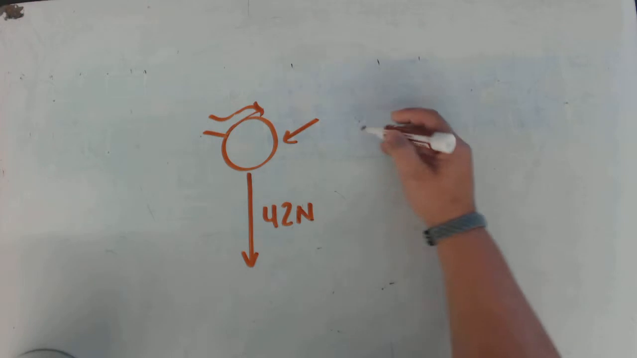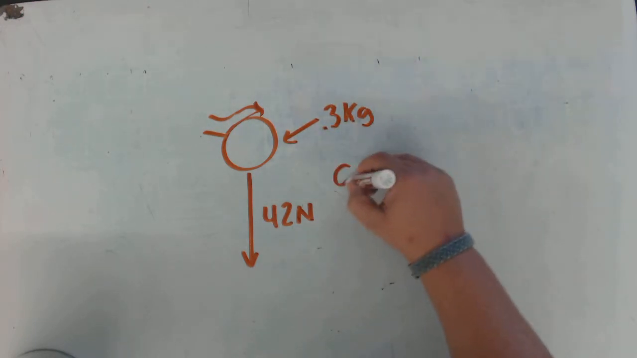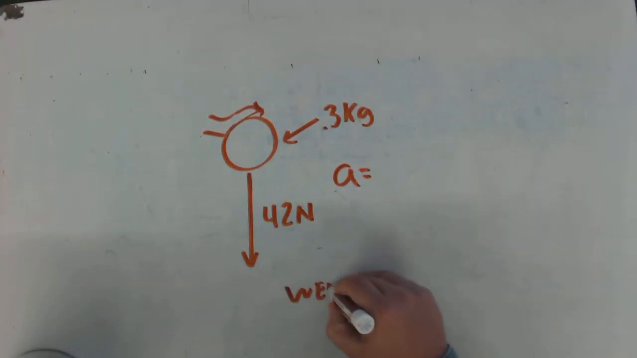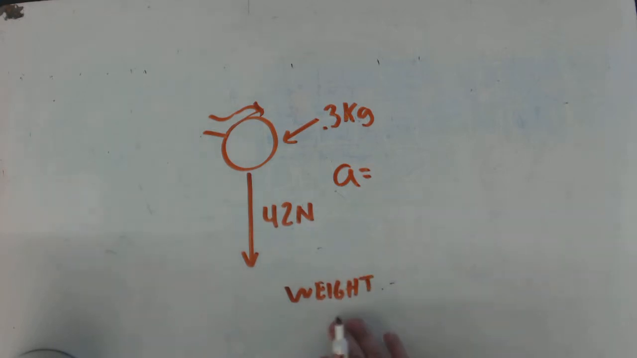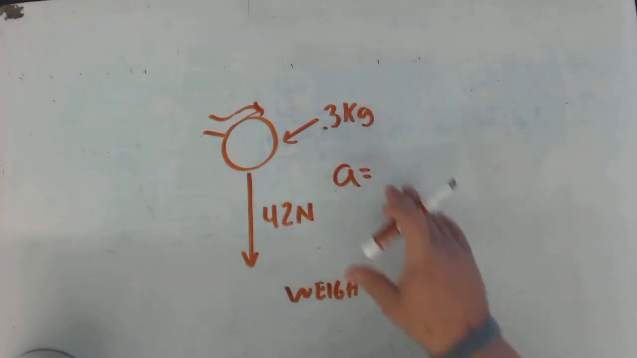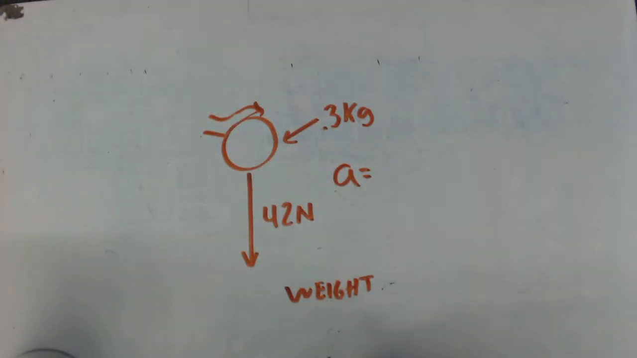The mass of the volleyball is 0.3 kilograms, and I'm trying to determine what the acceleration is. Now, for simplicity's sake, I'm going to ignore the weight. Remember, when we're referring to weight, we're referring to the force of gravity. I'm just going to concentrate entirely on the force that's being applied by the hand and the mass of the volleyball, and not including the additional force of the weight, which would definitely change the acceleration.